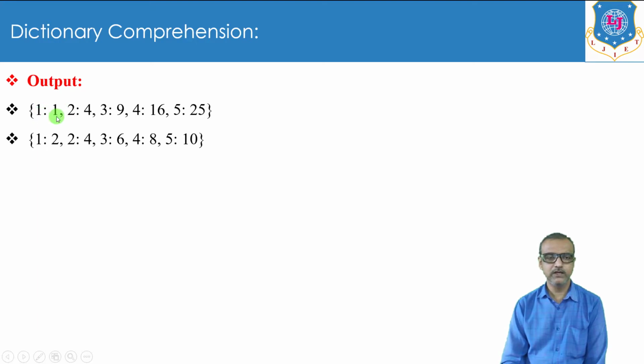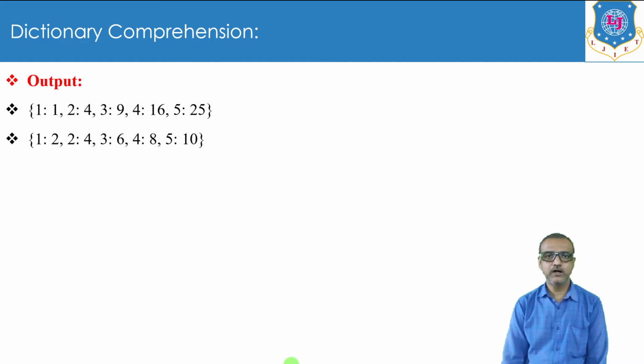For key 1 we have 1 square, for key 2 we have 2 square, for key 3 we have 3 square, that is 9, for key 4 we have 4 square, that is 16, for key 5 we have 5 square, that is 25. Similarly, in case of doubles, for key 1 its double is 2, for key 2 its double is 4, for key 3 its double is 6, for key 4 its double is 8 and finally for key 5 its double is 10.